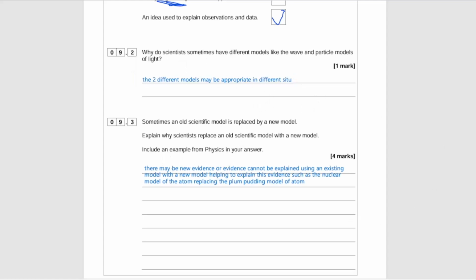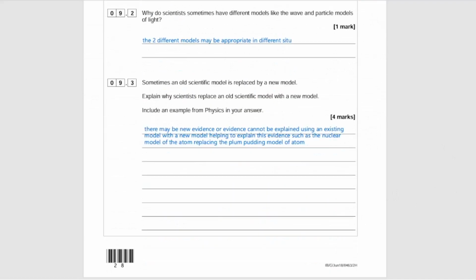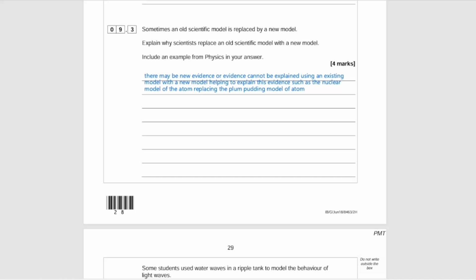And for 9.3, sometimes an old scientific model is replaced by a new model. Explain why scientists replace an old scientific model with a new model. Include an example from physics in your answer. There may be new evidence, or evidence that cannot be explained using an existing model, with a new model helping to explain this evidence, such as the nuclear model of the atom replacing the plum pudding model of the atom, or the heliocentric model of the solar system replacing the Earth-centric model of the solar system.